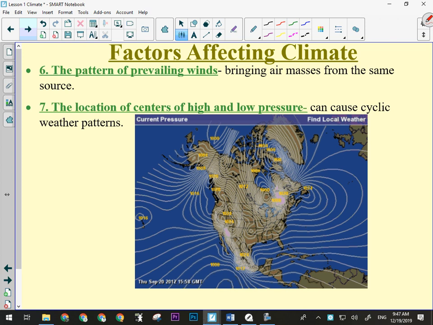The issue with Alberta, and why we have that expression, if you don't like the weather, wait 5 minutes, is because we're kind of at a point where winds can change direction. Okay, and we're influenced by a lot of moving air masses. So these two factors tend to work together.